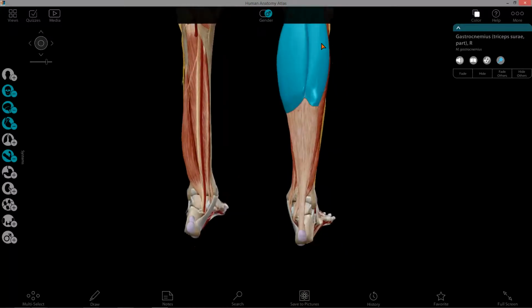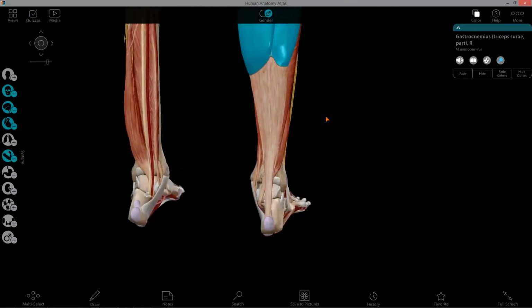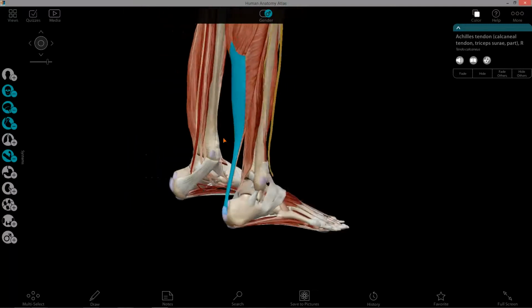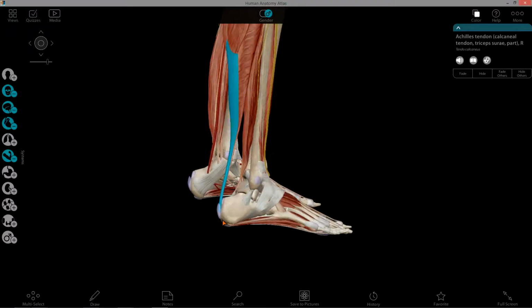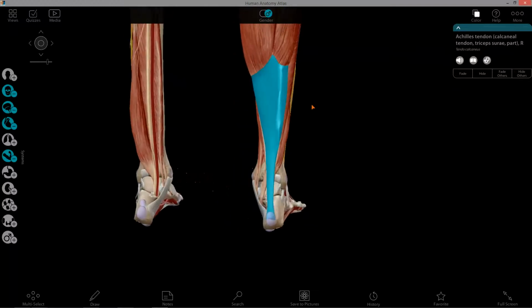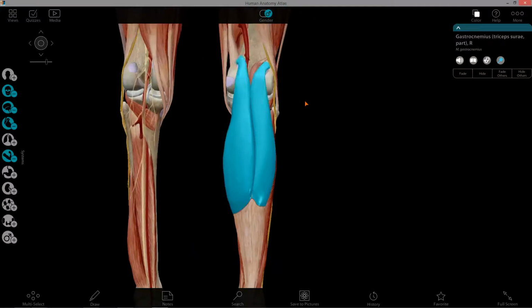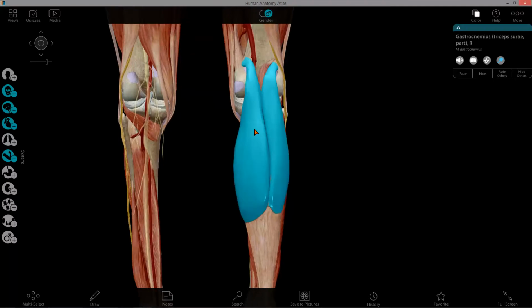And then their distal insertion, this is pretty important, is that they have a common tendon known as the Achilles tendon, and this is also going to be the common tendon of the soleus muscle, which I will show you shortly, and it's going to attach to that tuberosity or tubercle of the calcaneus in order to aid in plantar flexion.